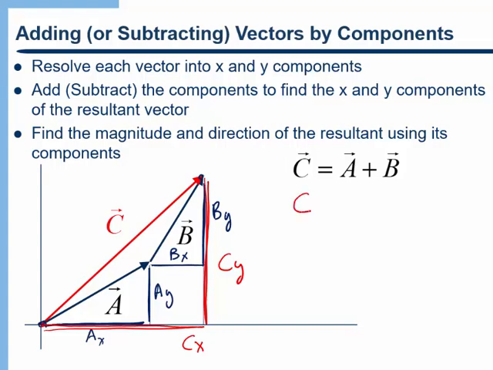And therefore we can see that to find those components, we're just going to add the components of the two original vectors. So CX is just going to be the x components of A and B, and CY is just going to be adding the y components of vector A and vector B.